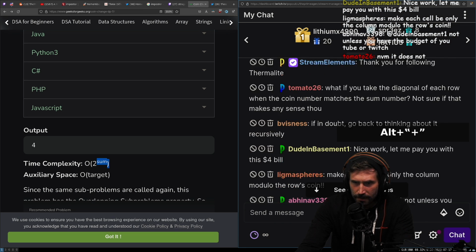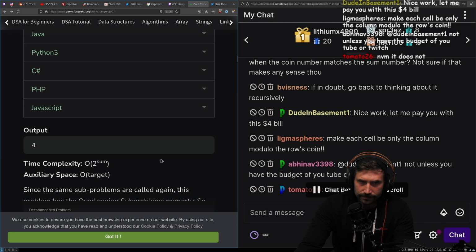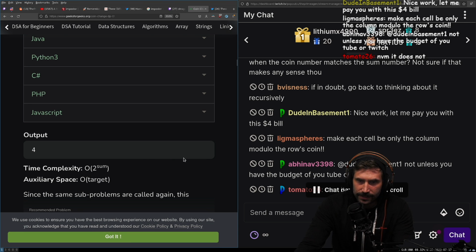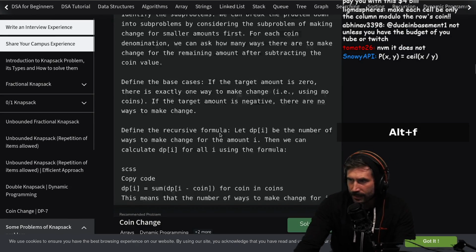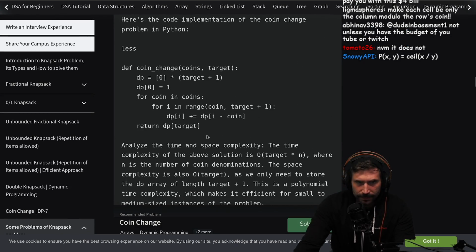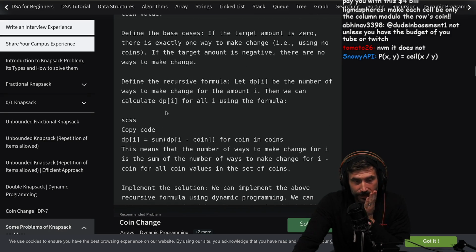All right, hold on. Make each cell be only the column modulo each row's coin. See, I started there. I did start there. And I felt like I was wrong. So I'm going to read. We're going to read here. All right, I'm just going to have to read. Here we go.